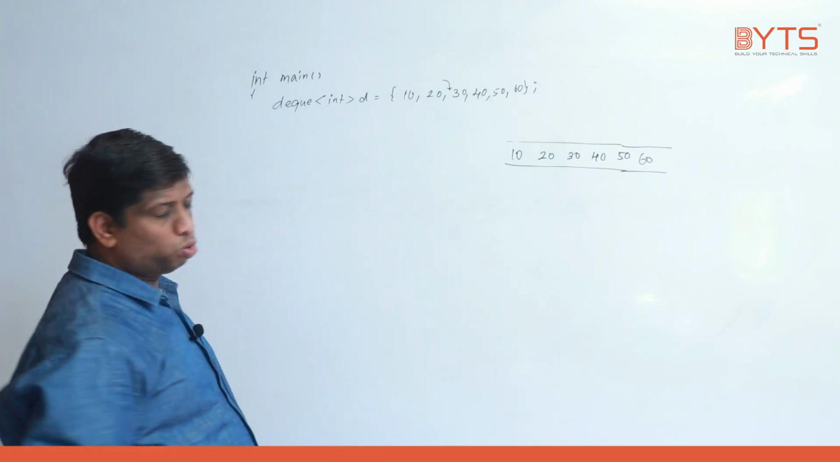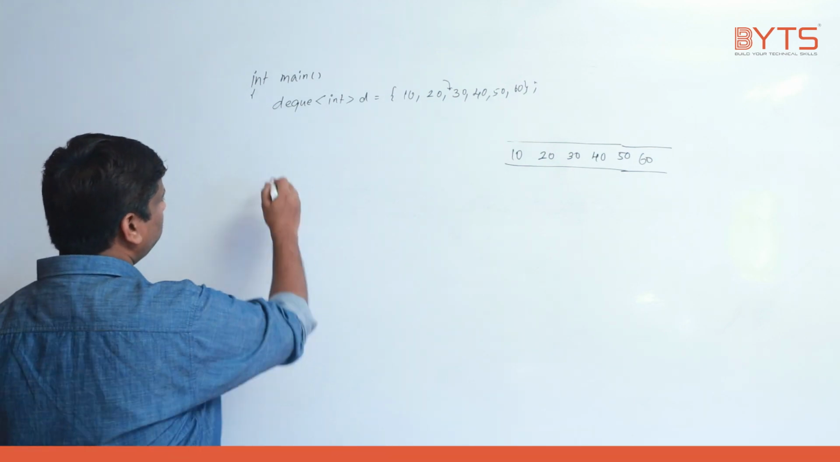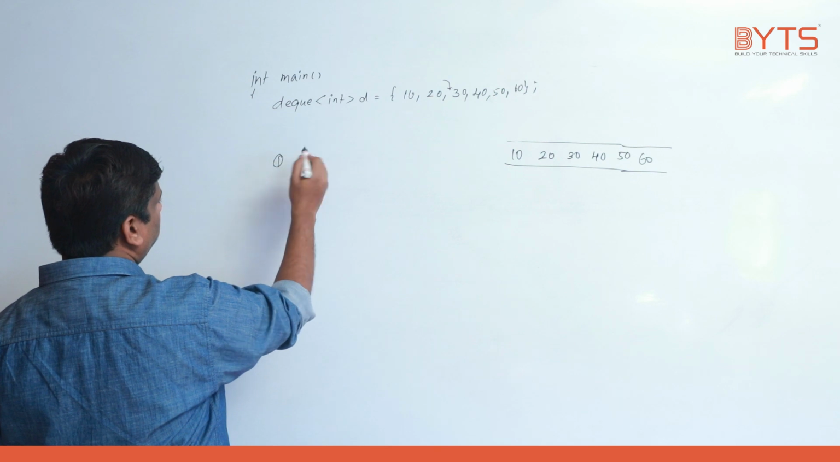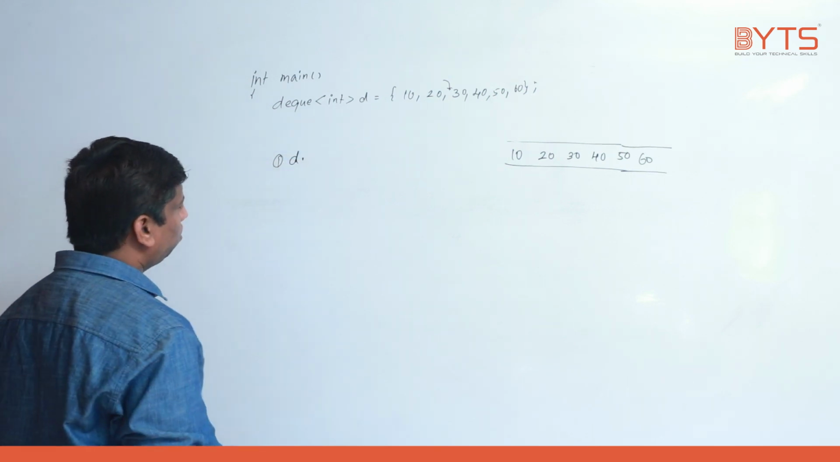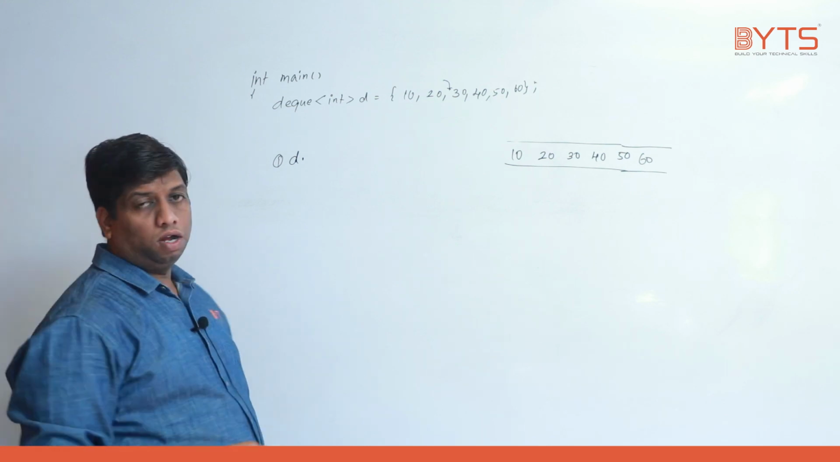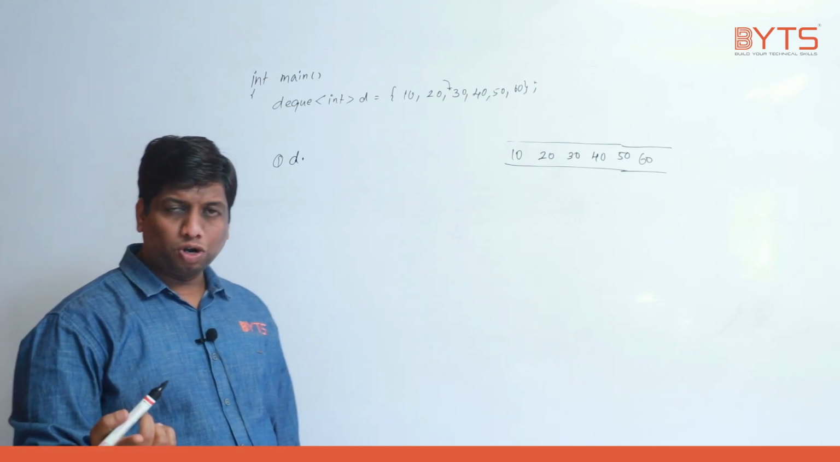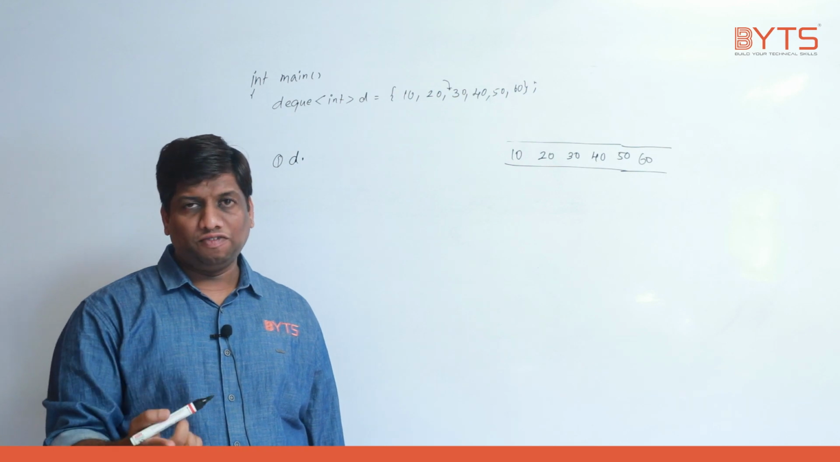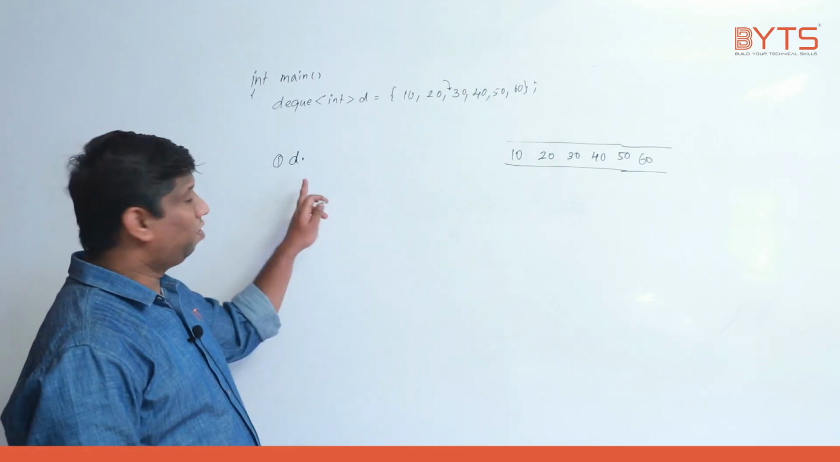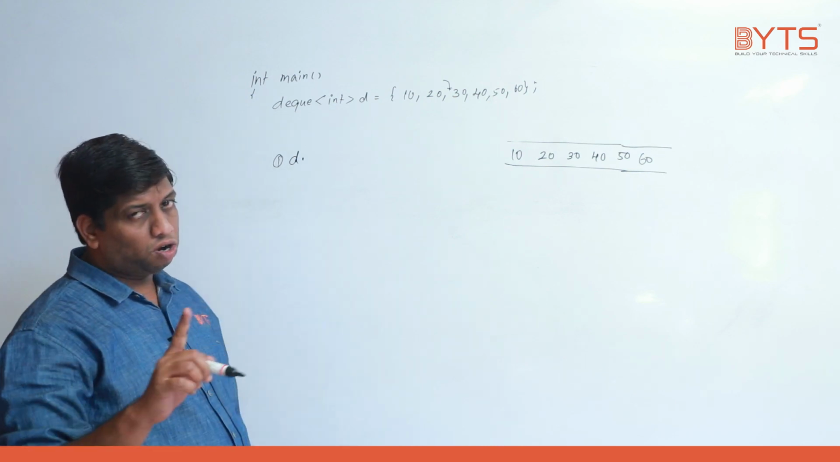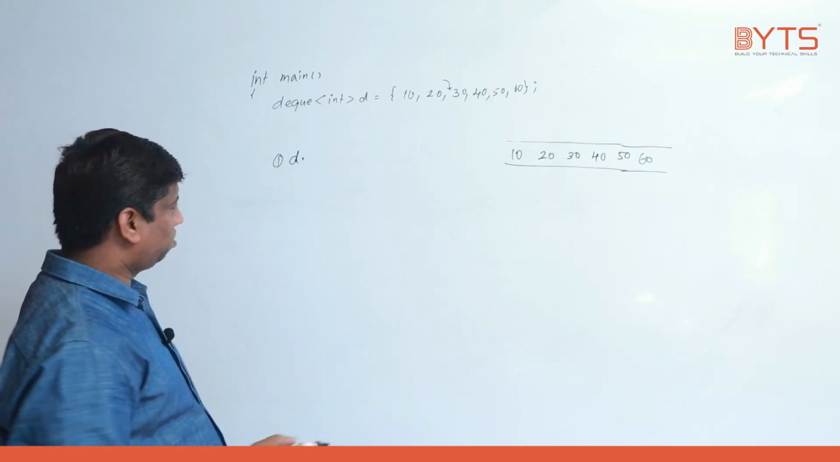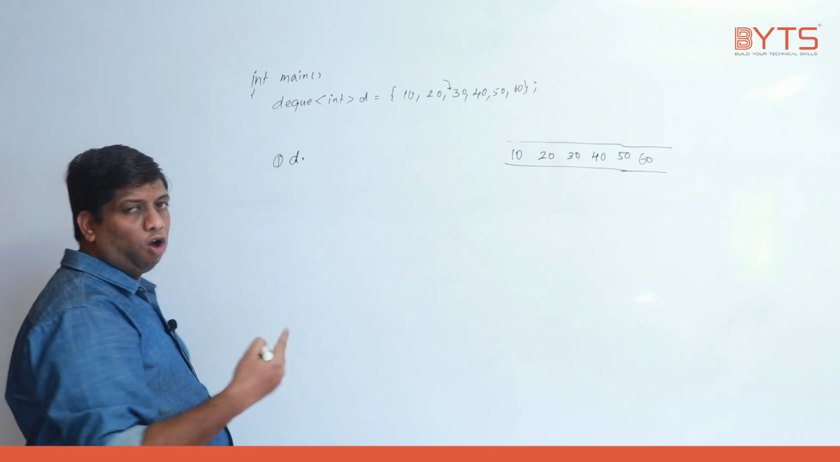Now we are having 2 types of erase. First one I am going to discuss, first one is like this. See, D dot. In previous programs, did I tell IT dot? No. If I tell IT dot, you change it. We should write D dot every time, right? D is the object name.